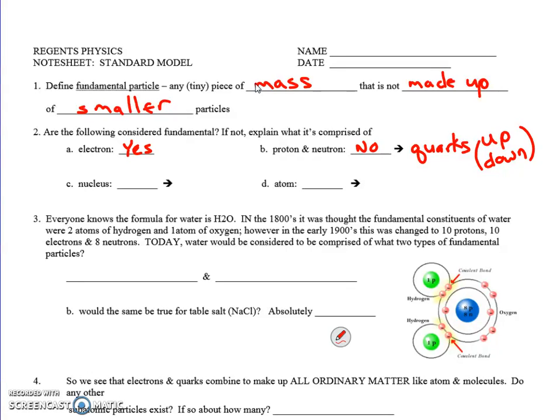Nucleus, well, what is a nucleus of an atom? It's nothing more than protons and neutrons. So if it's made up of a certain number of protons and a certain number of neutrons, then of course it cannot be fundamental. It's a composite particle. An atom is a nucleus with electrons surrounding it. So that's the nucleus plus electrons. Well, then that's not fundamental. Okay, so that's the basic concept behind that.